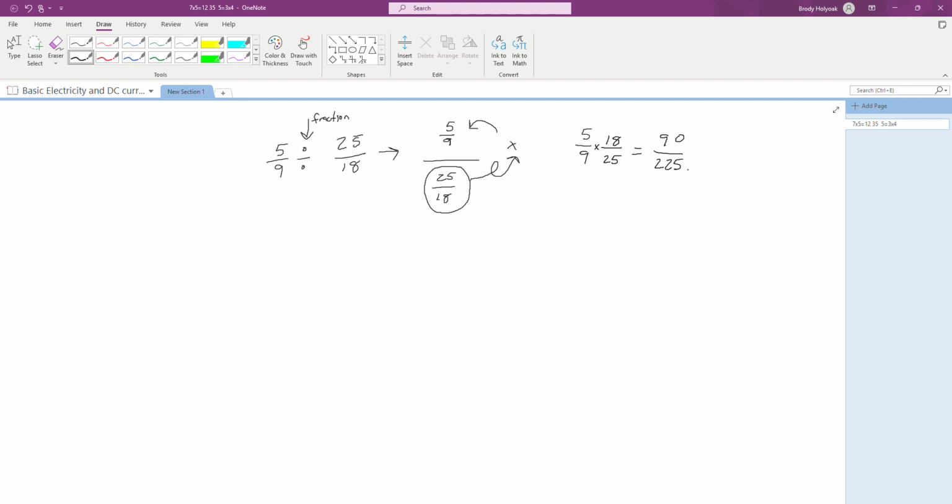What's in my numerator? What's in my denominator that can get canceled out? If I look at this, I've got a 5 and a 25 on opposite sides of my fraction line. I know that 25 is 5 times 5. So if I split these up a little bit, I would have 5 times 18 over 9 times 25, which is where I'm starting.